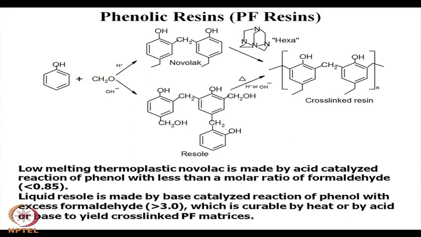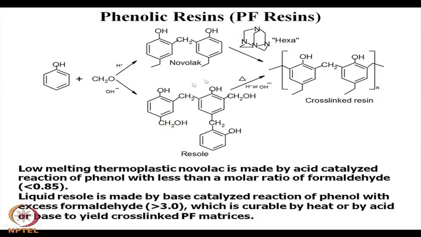But in order to have suitable fabrication and processing facilities, it should not gel or cross link before the final fabrication, final shaping. For that reason, the reaction must be controlled. Now, there are two different catalysts here, you see. There are two different catalysts.